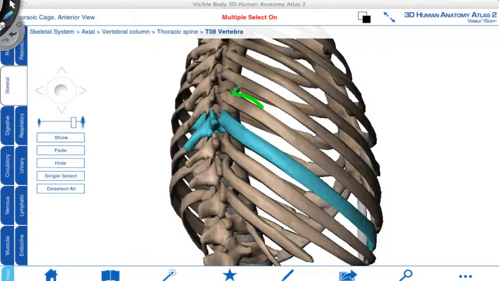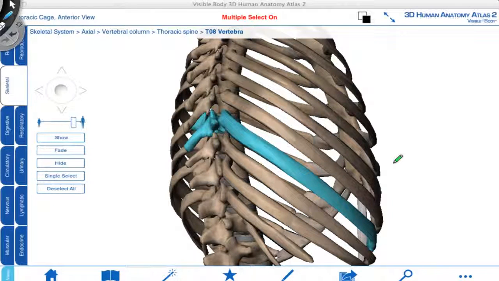The next joint that we're going to talk about is called the costotransverse joint. The bones that articulate to form this joint are the tubercle of the rib and also the costal facet on the transverse process of the thoracic vertebrae. Here we have rib number 8, and the tubercle of rib number 8 is articulating with the transverse process of T8. These particular joints are also synovial joints and allow for a little bit of gliding.